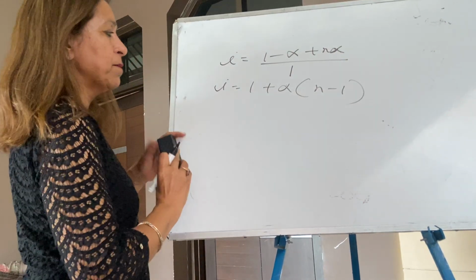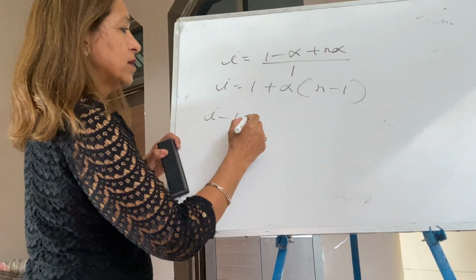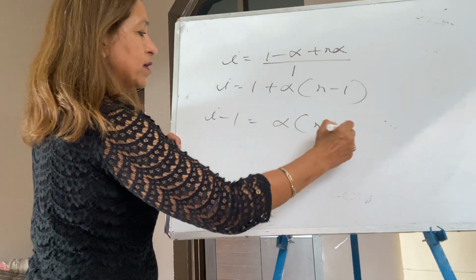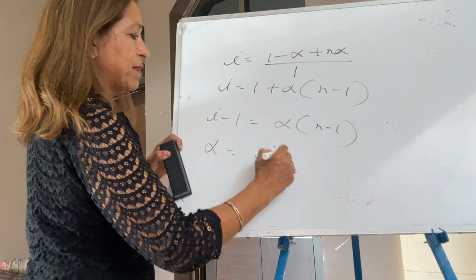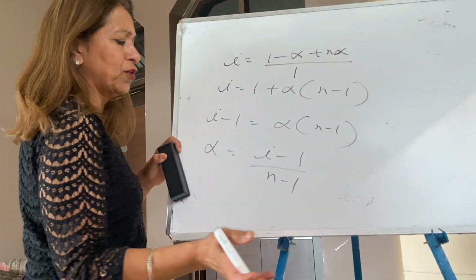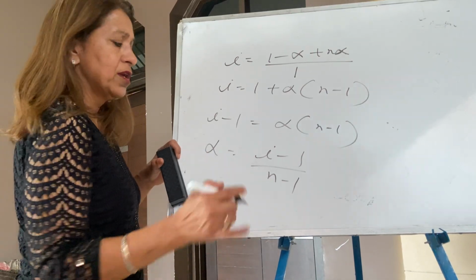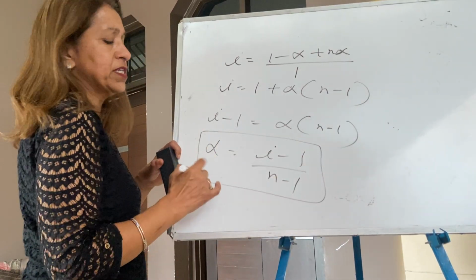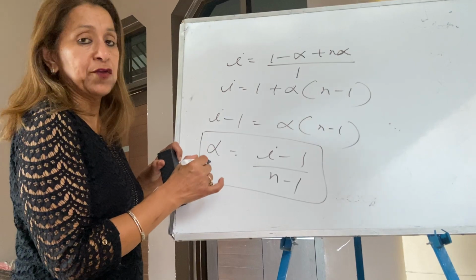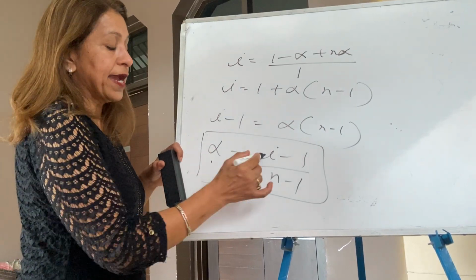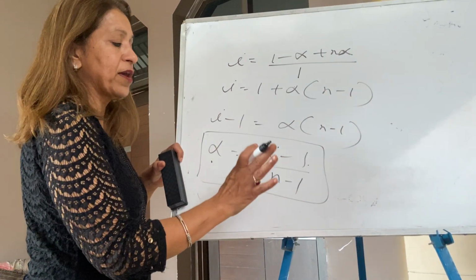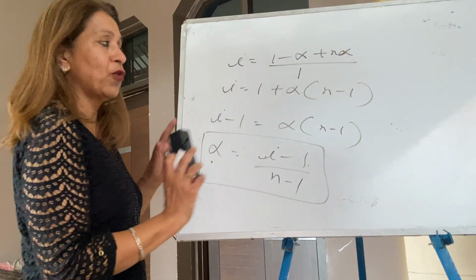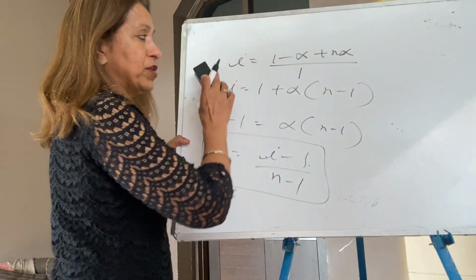Now it has become very simple. It becomes i minus 1 is equal to alpha (n minus 1), and so alpha is equal to (i minus 1) by (n minus 1). No need to learn this derivation. Just remember this formula. Alpha is the degree of dissociation. Just learn the formula, no need to derive it. Nobody will ask you how to calculate degree of dissociation.